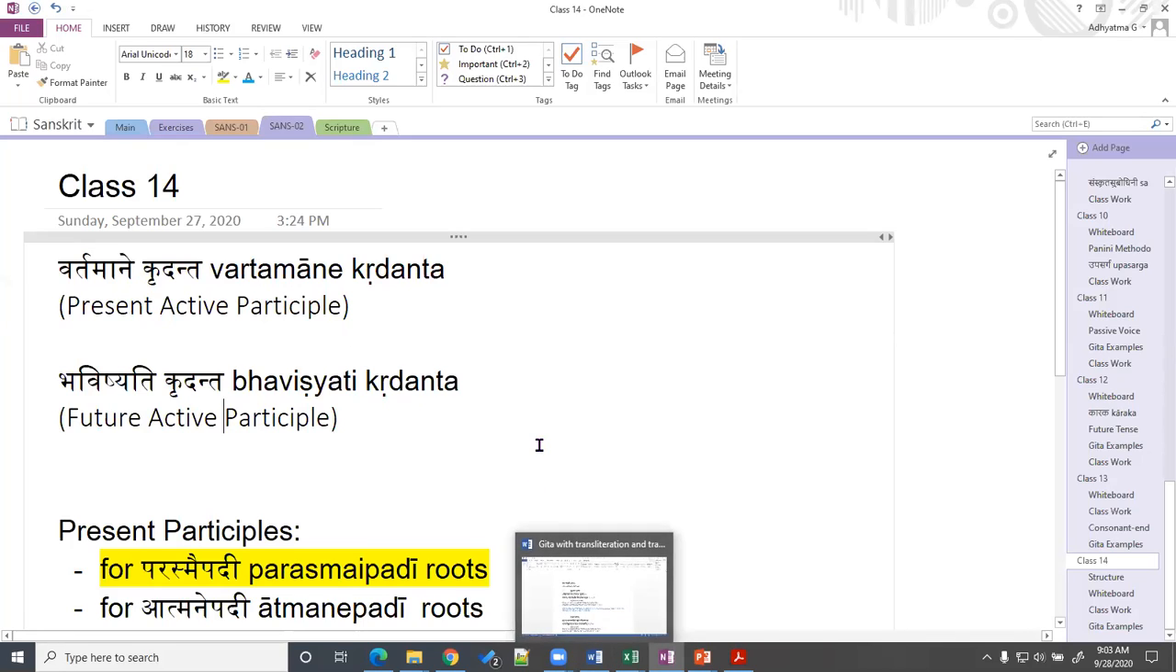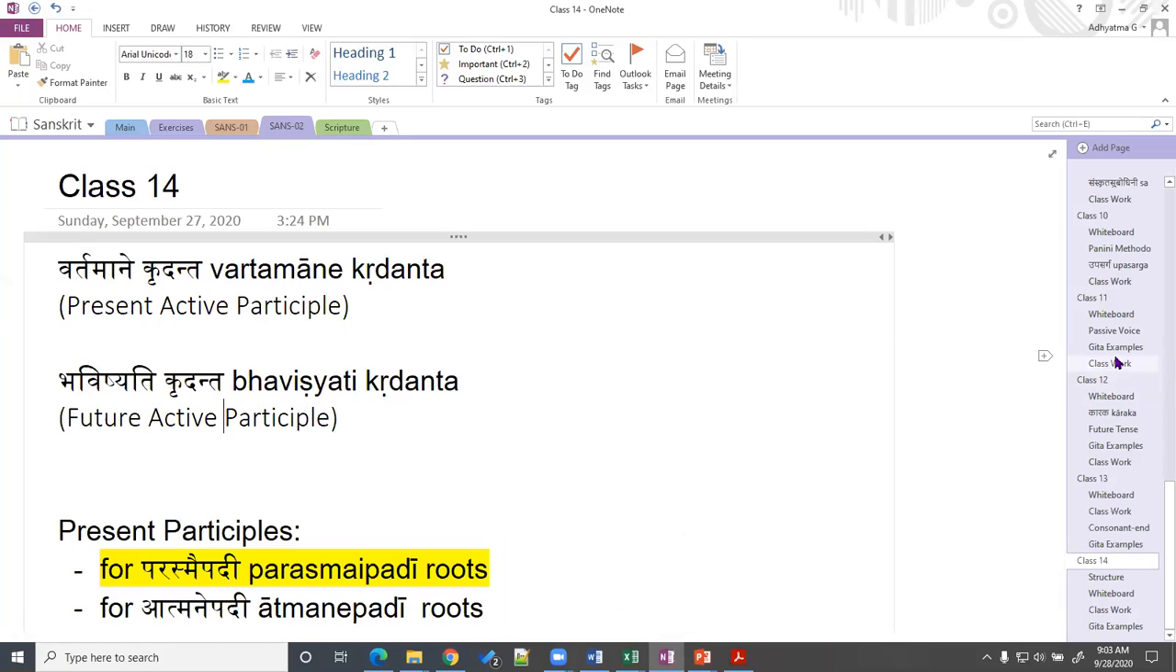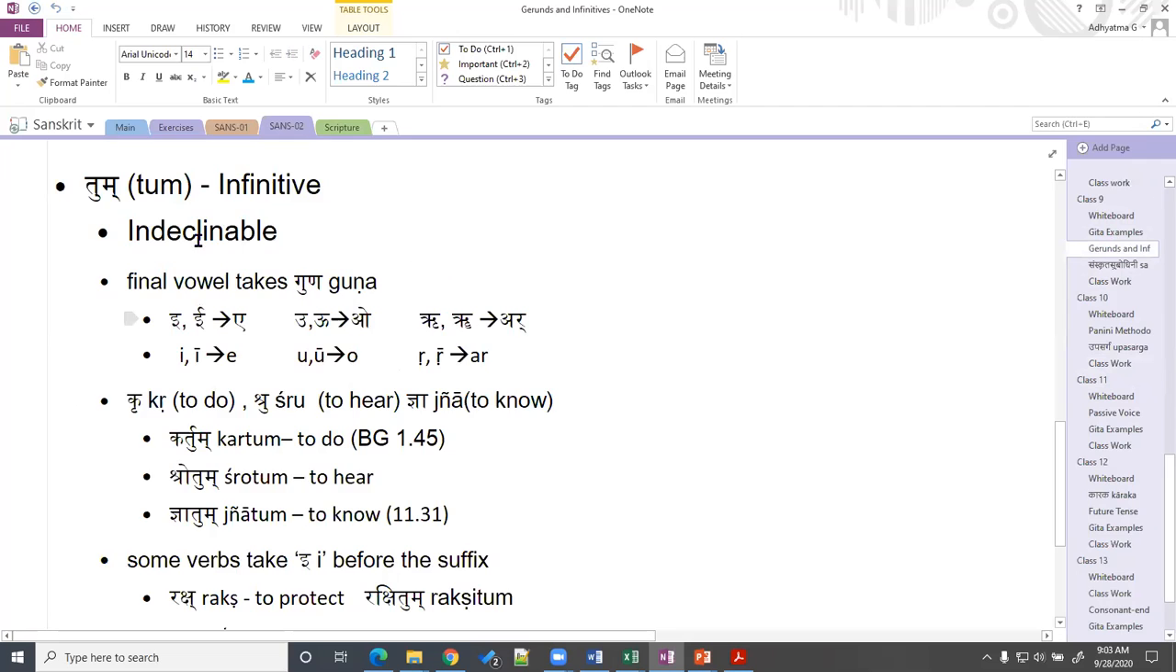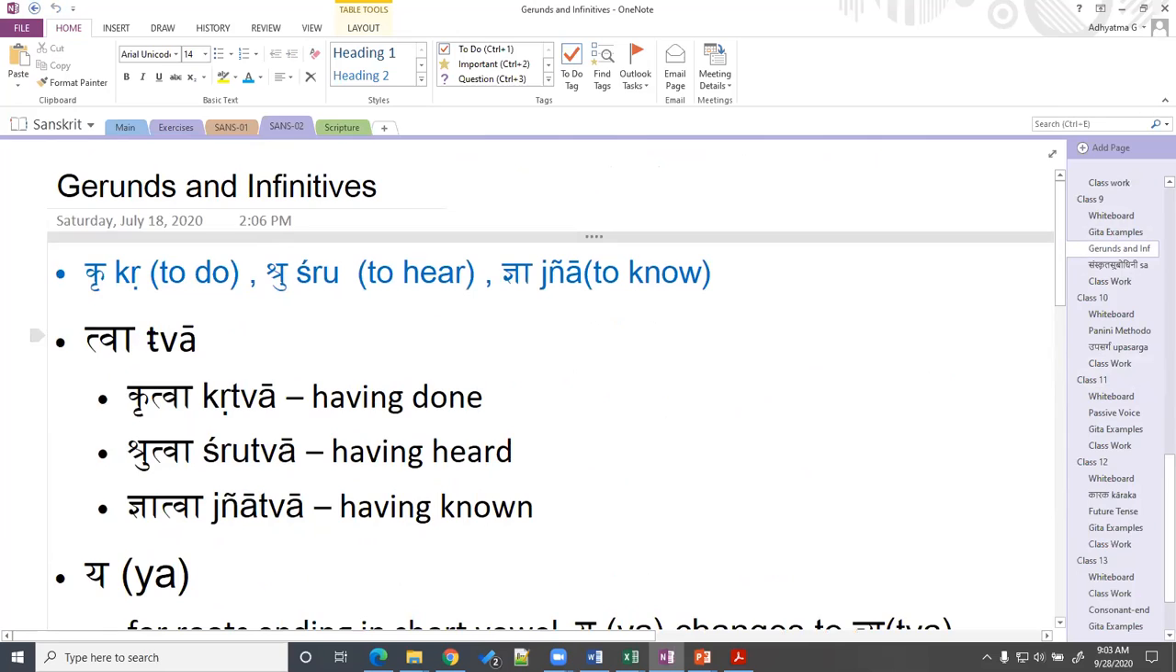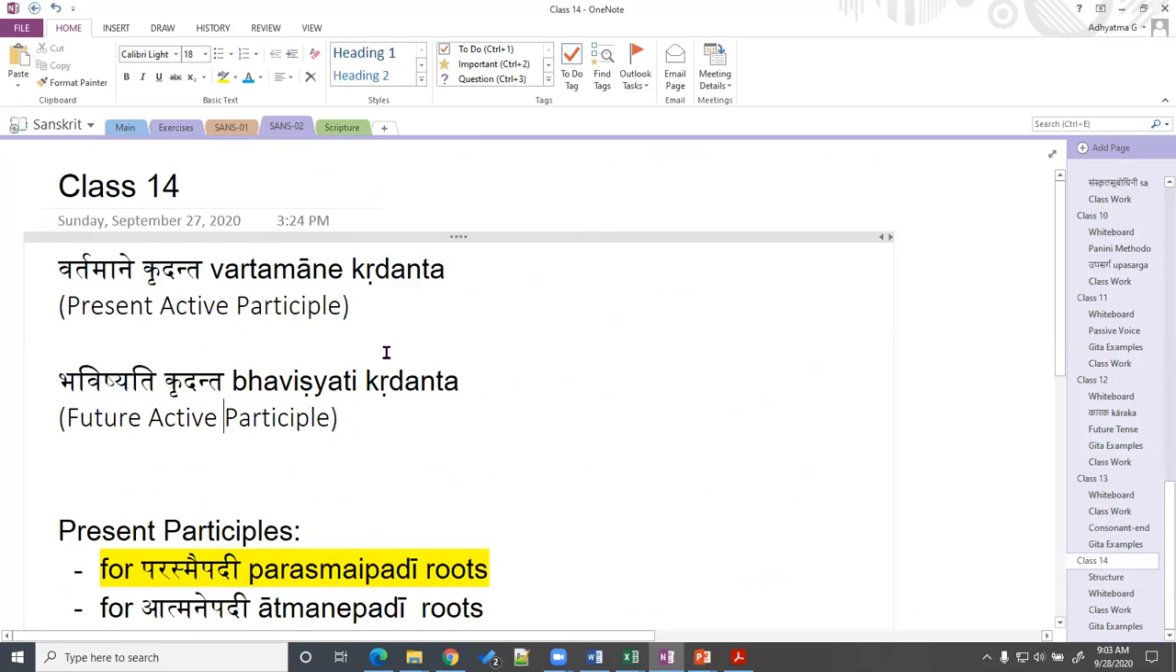If you remember in one of the previous classes, we did the Krut Pratyaya, and that was gerunds and infinitive, tumun and twa. So these are also Krut Pratyayas. So we did these two. These are also participles. And similarly, what we will do today is also another participle.